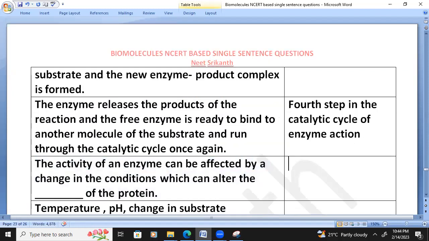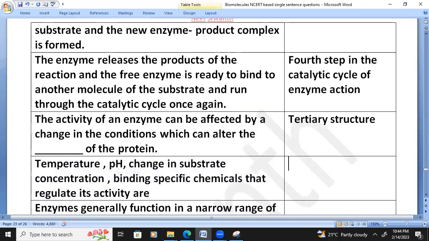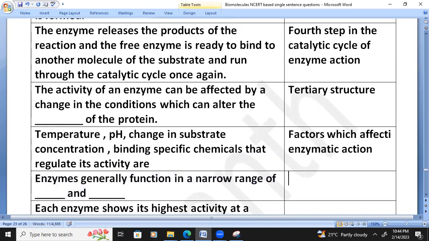Activity of an enzyme can be affected by a change in the conditions which can alter the tertiary structure of protein. Temperature, pH, change in substrate concentration, and specific chemicals that regulate its activity are the factors which affect enzymatic action. Enzymes generally function in a narrow range of temperature and pH.